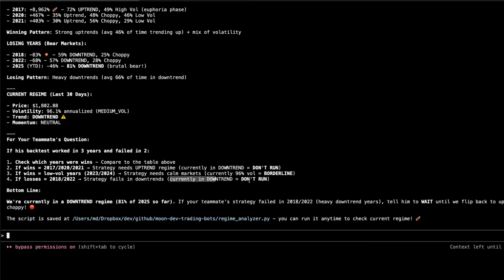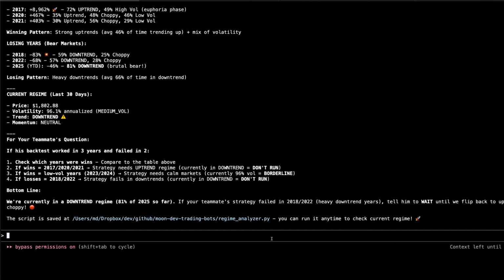So you'll have to answer these questions with your data and your backtest. And that's the beautiful thing about this: we all have different ideas, different backtests, different strategies. We're currently in a downtrend regime. If your teammate's strategy failed in 2018, 2022, heavy downtrend years, tell them to wait until we flip back to an uptrend.